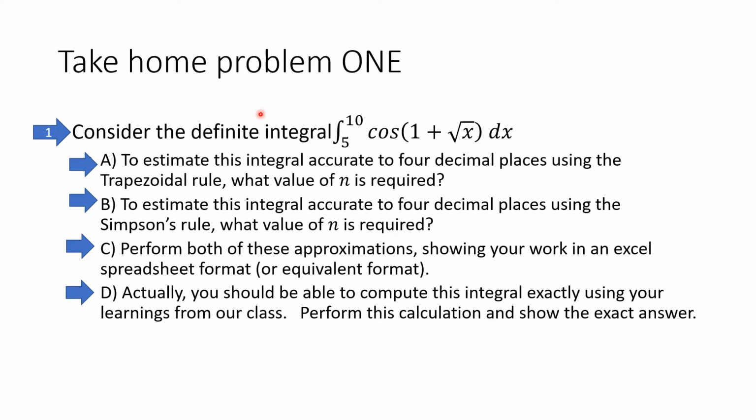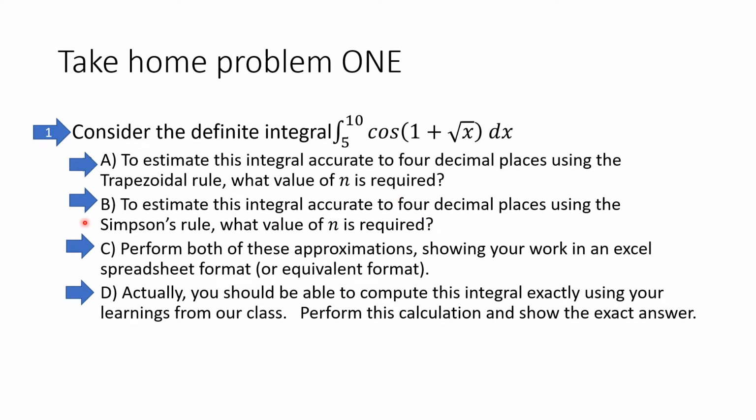So this is take-home problem number 1, and there are 4 parts. So number 1, then, consider the definite integral from 5 to 10 of cosine of 1 plus the square root of x dx. In part A, to estimate this integral accurate to 4 decimal places using the trapezoidal rule, what value of n is required? And you should show your calculation as well as the value of n clearly indicated.